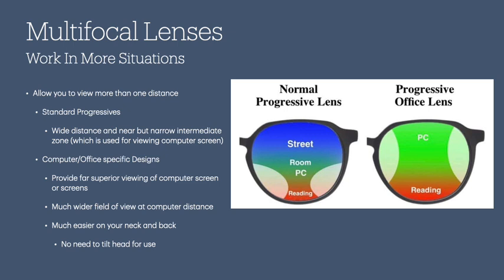As you can see on the left side under the normal progressive lens, that intermediate zone is awfully narrow. A computer design lens has most of the lens dedicated for using the computer and then the lower portion for reading, so there's a change in power getting stronger.